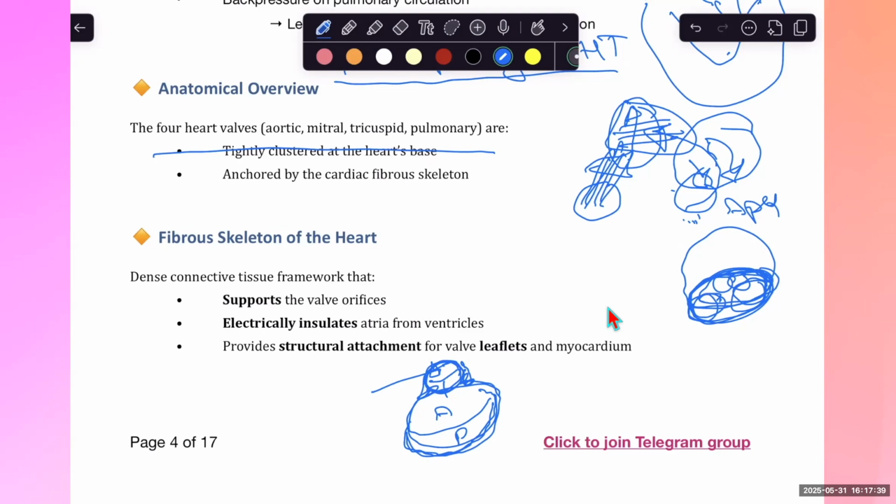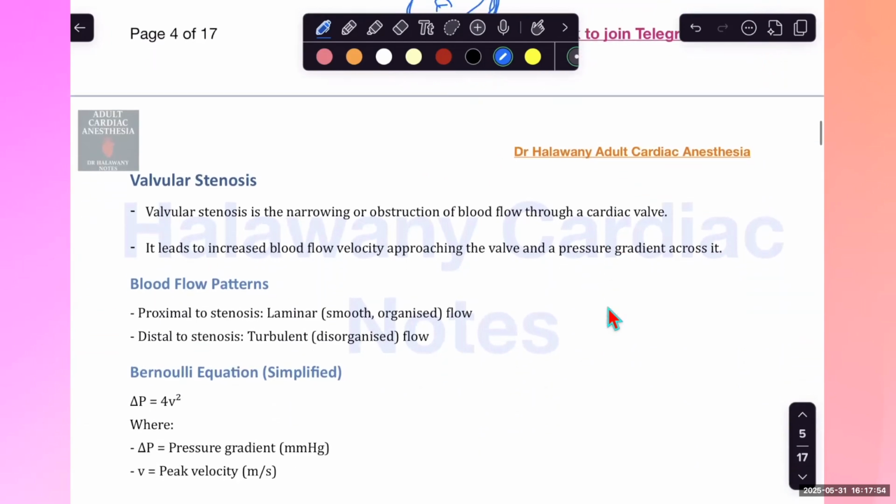Which leaflet will be this one in the aorta? Those who attend the TE. The right cause? Anyway, so this is the fibrous valve.